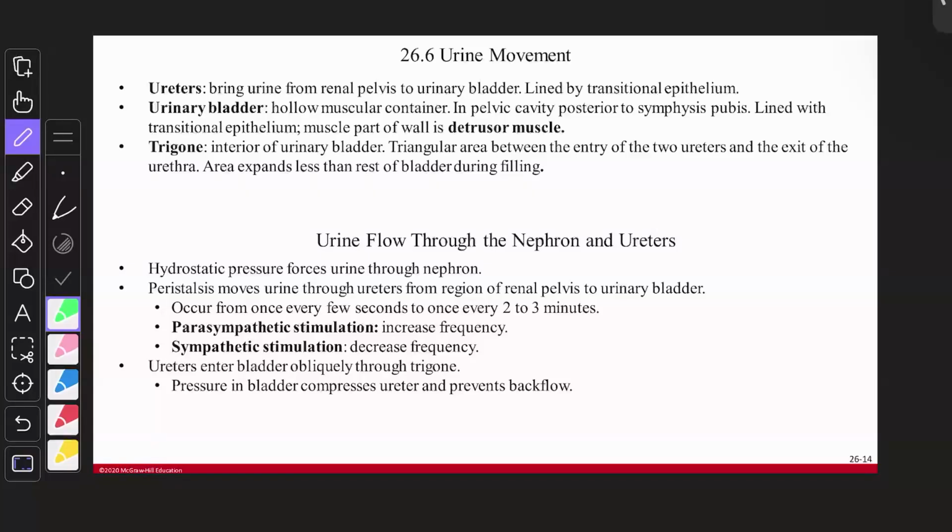When the bladder starts to fill, that stretching of the urinary bladder is actually going to compress the openings where the ureters enter the bladder in order to prevent backflow, right? As the bladder starts to fill, there's the potential that we could get backflow. And so we're going to compress those openings down so that there is no potential for backflow.